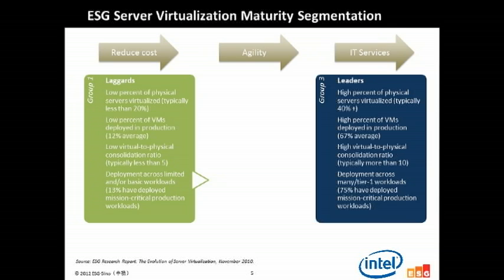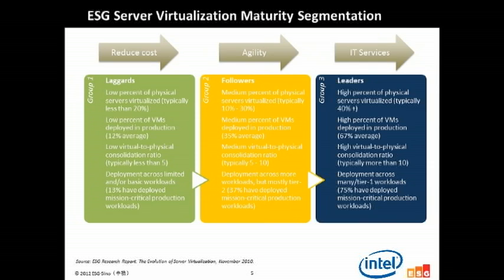The second group, we give the name followers. Typically, they have 10 to 30% of servers already virtualized, and VM density is about 5 to 10. There are 35% deployed in production, and 37% have been deployed in mission-critical production workloads. For this group, the focus is more on increasing agility.